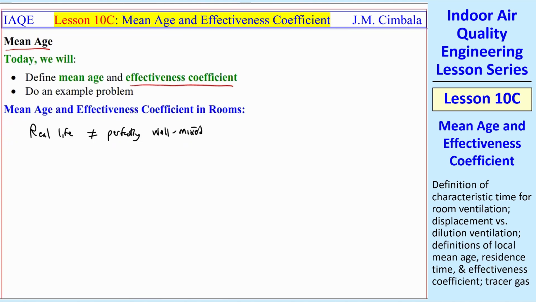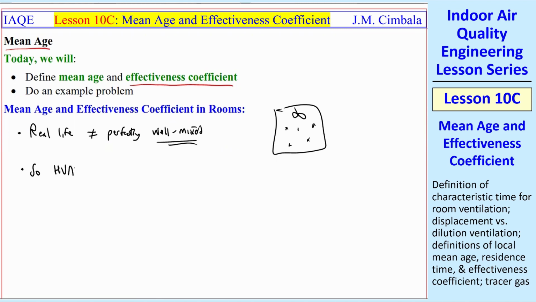We've always assumed in all our problems so far that the room was perfectly well mixed, and we draw this fan and say that a concentration anywhere in this room is the same, but in real life that's really not the case. So what do we do? Well, HVAC engineers have come up with some parameters to quantify how well a room is well mixed. You can say quantify well-mixedness.